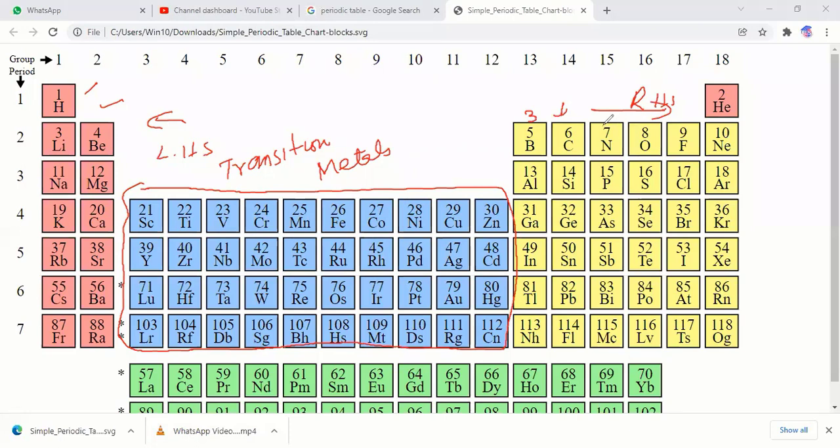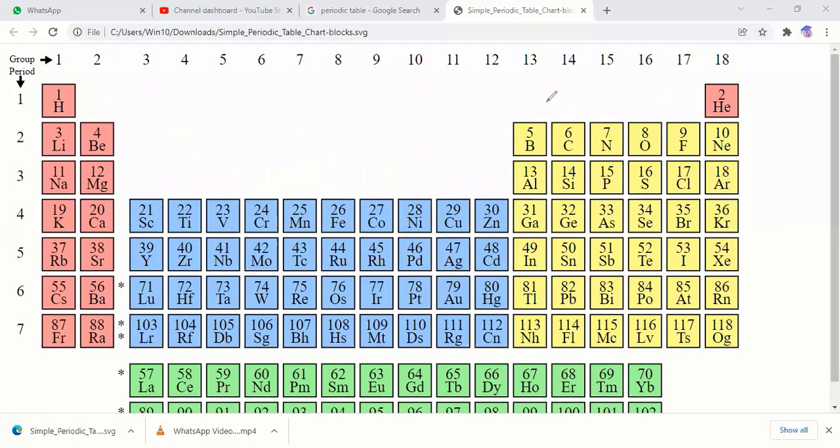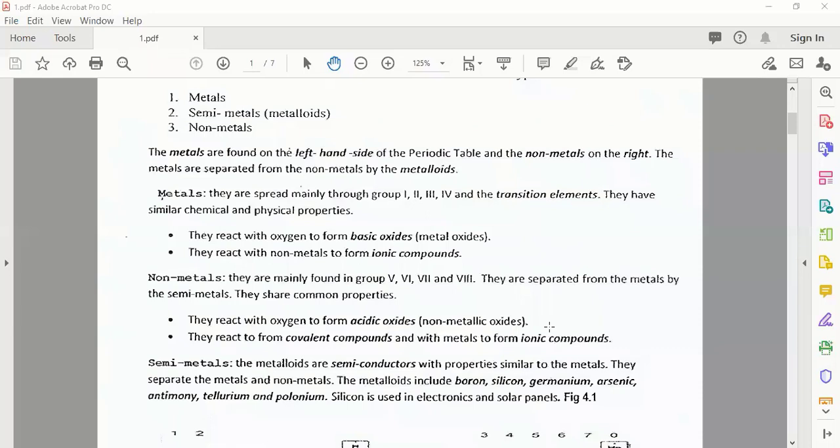So you know group 1 is metal, group 2 metal. These are transition metals, and group 3 is metal. And from group 4 here, you will find silicon, germanium, like a staircase in the periodic table. They are metalloids. I'll show you another diagram more clear. Understand now?